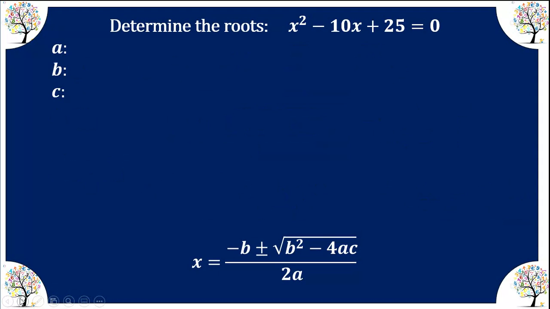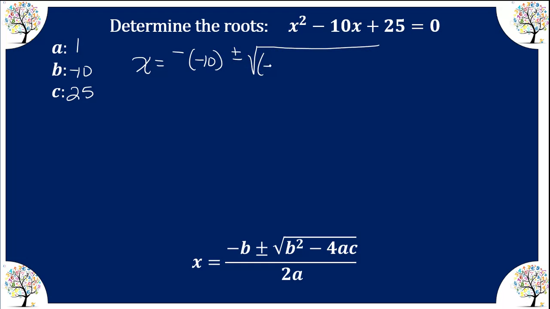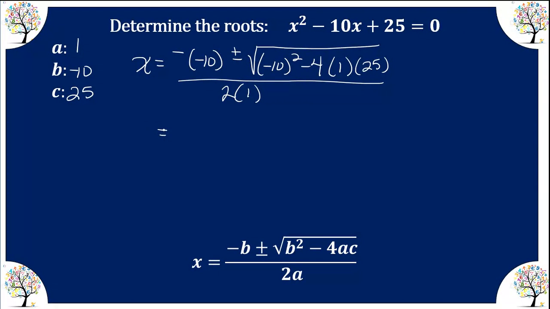Now sometimes our equations are not going to give us integers. They may give us radical expressions or even rational expressions. Our A is 1, our B is negative 10, and C is 25. Our x-intercepts, we have negative B plus or minus the square root of B squared minus 4 times A times C all over 2 times A. So it is a very good idea to make sure you plug in everything exactly how it is using the formula, and then just simplify one step at a time.